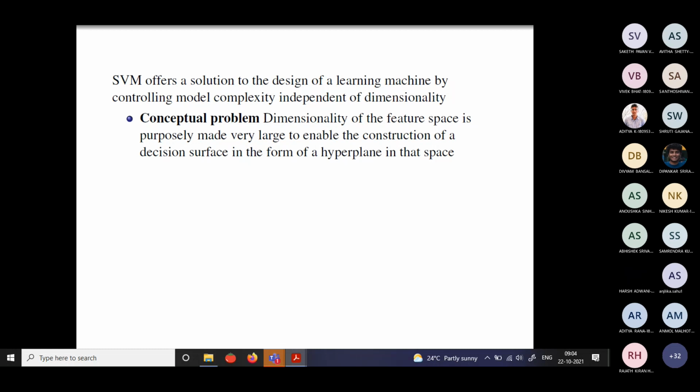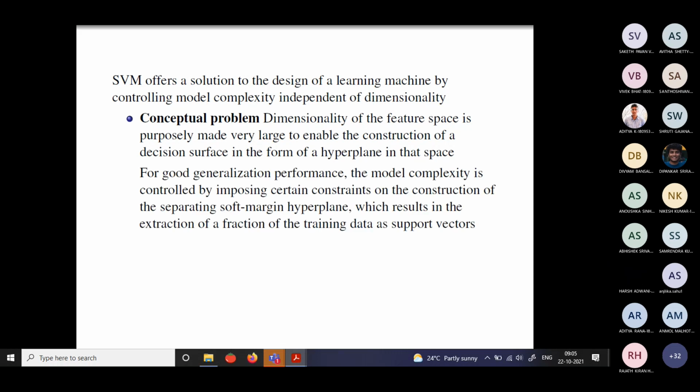Basically, SVM offers a solution to the design of a learning machine by controlling model complexity, which is independent of dimensionality. Whatever the dimensionality may be, it tries to control the model complexity. So what do you mean by this? There are two aspects here. First one is the conceptual problem. That is, the dimensionality of the feature space is purposely made very large to enable the construction of a decision surface in the form of a hyperplane in that space. This is working in most of the cases, and that we'll see.